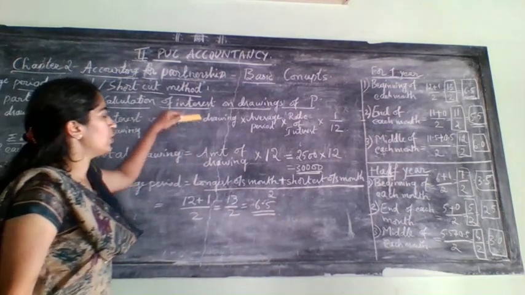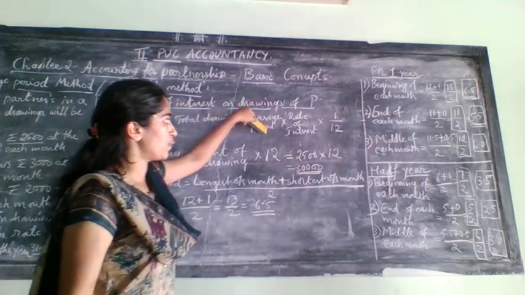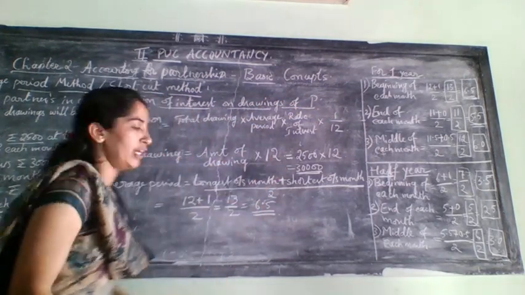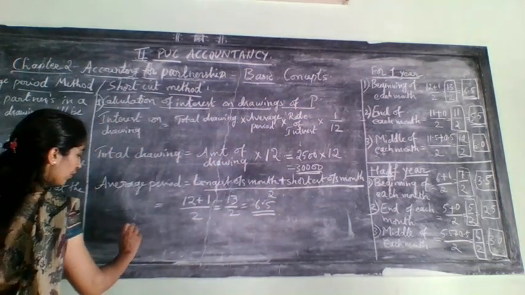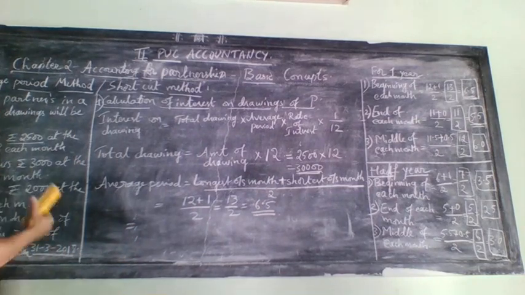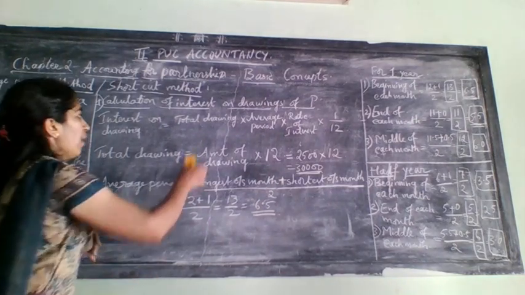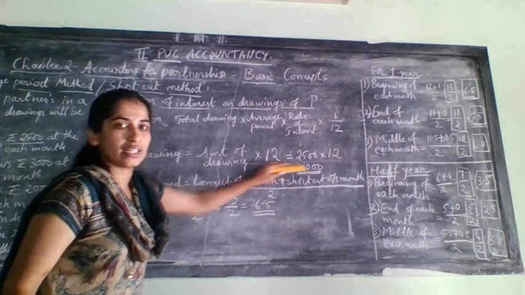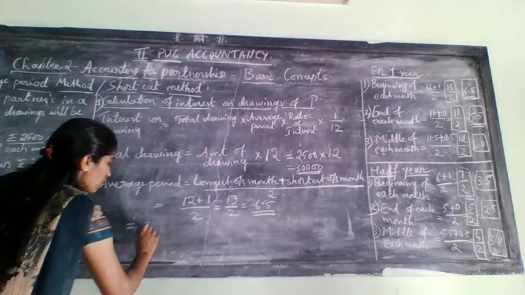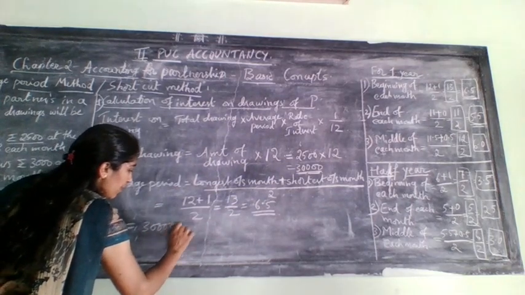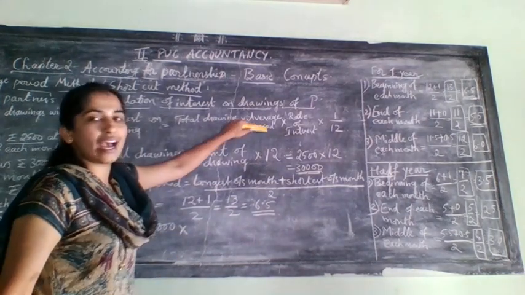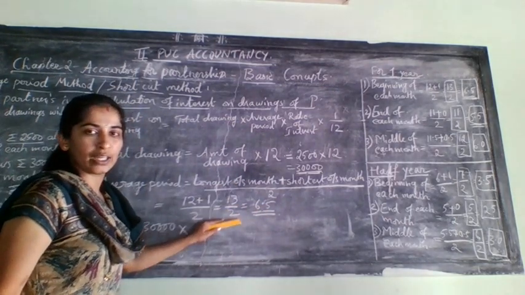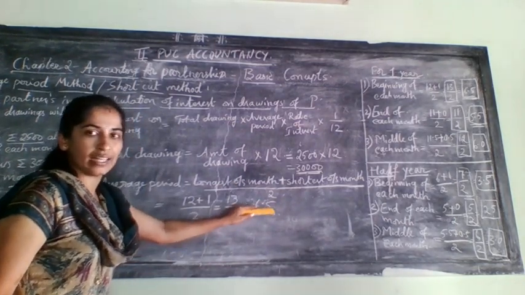See here, you got the total drawing and the average period. Then the rate of interest is given there. Next is 1 by 12. Now apply all the values to calculate the interest on drawing. The total drawing you have calculated is 30,000. So write here 30,000 into, next is average period. Either you can take 13 by 2 or you can take 6.5. I will take 6.5.